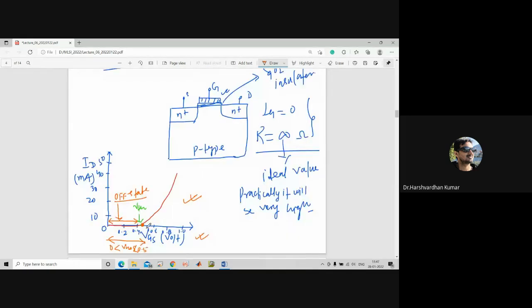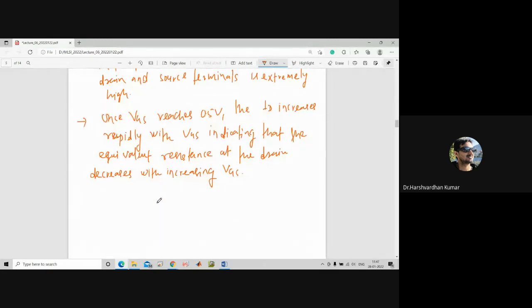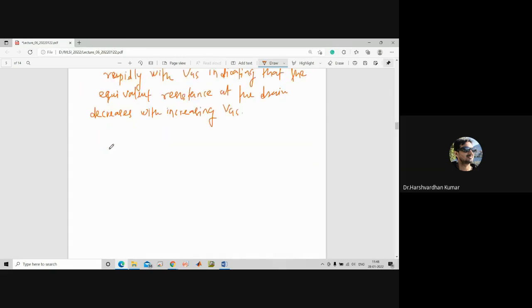So any doubt in understanding the transfer characteristics? Yes. No, sir. So you need to understand what is the transfer characteristics and what is the input output characteristics. Now we will discuss the output characteristics, which are also very important. We have already studied it in brief in the last lecture, but now we will see it in detail.